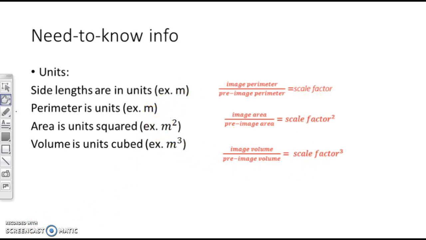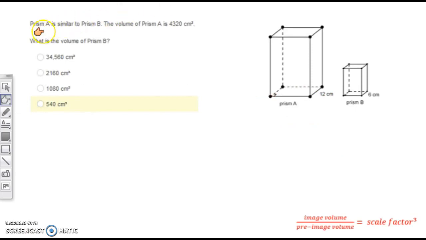So now let's jump into our quiz. It says prism A is similar to prism B. The volume of prism A is 4,320 centimeters cubed. What is the volume of prism B? That centimeters cubed is really going to help us, because what that tells us is we need to find our scale factor and cube it.